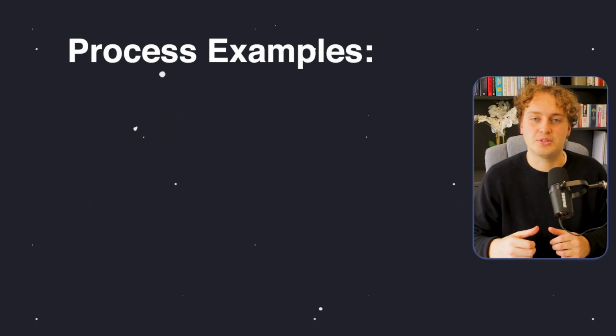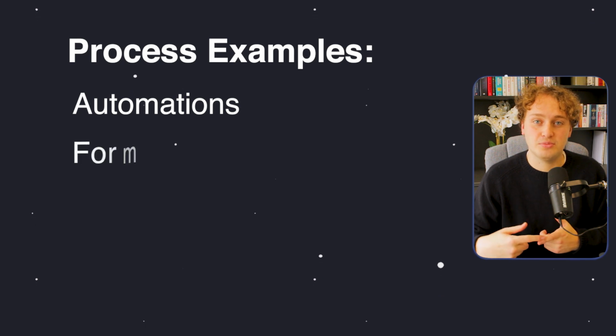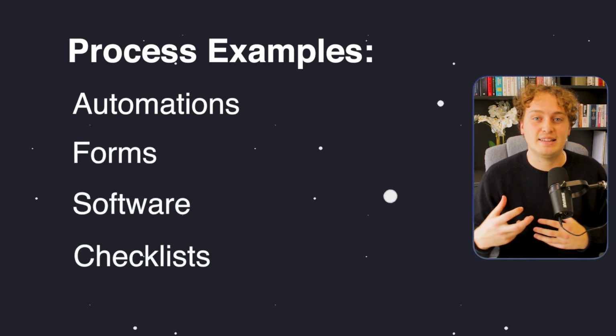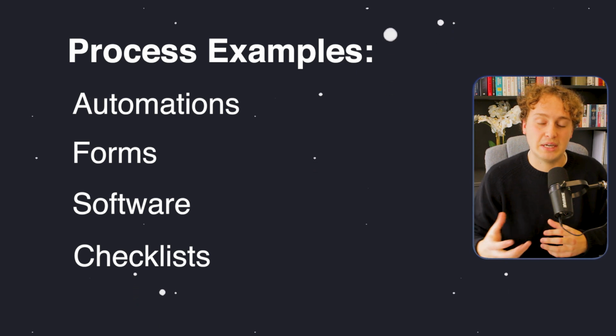So start thinking of SOPs as just one of the many ways that you can aid a given process. Other examples of process tools are automations, forms, pieces of software, checklists, templates, and really anything else that is actually going to help you complete a process.